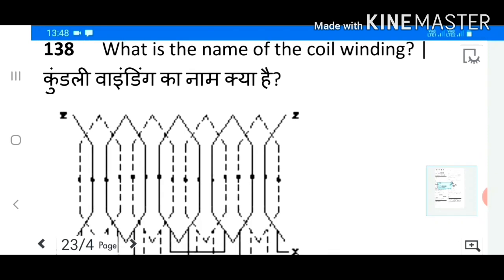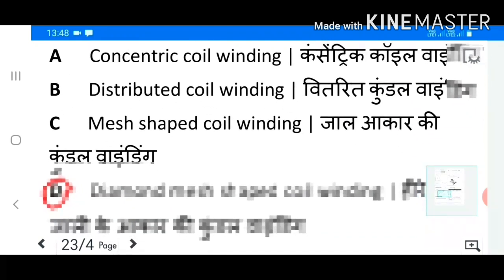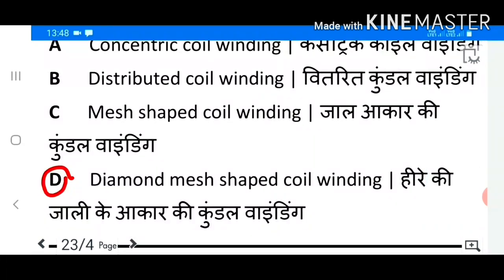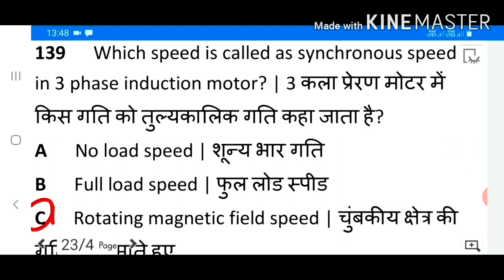138. What is the name of the coil winding? Answer D. Diamond mesh shaped coil winding. 139. Which speed is called as synchronous speed in three-phase induction motor? Answer C. Rotating magnetic field speed.